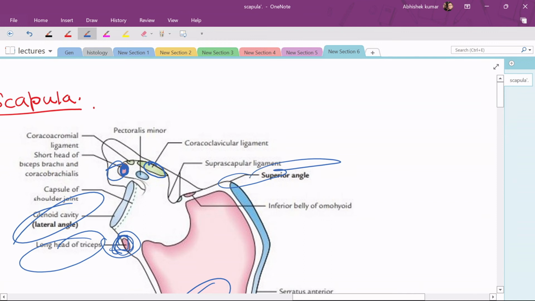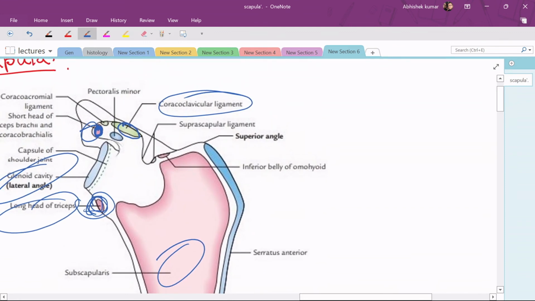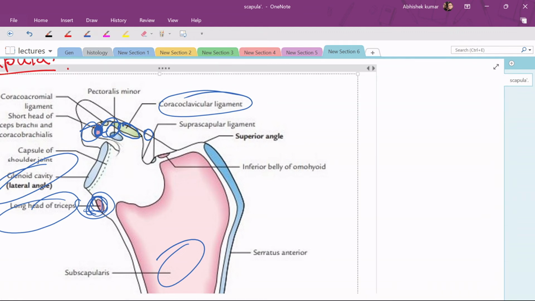This is the superior angle. This is the suprascapular ligament. Here, this is the coracoclavicular ligament. I have to tell you something about the suprascapular ligament. Between the coracoid process and the spinous process, normally there will be a space, but in some cases there is a ligament present here.